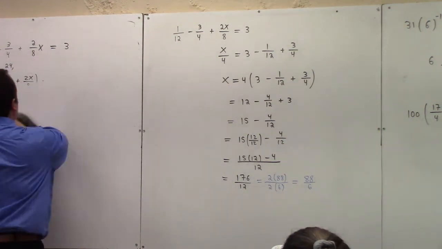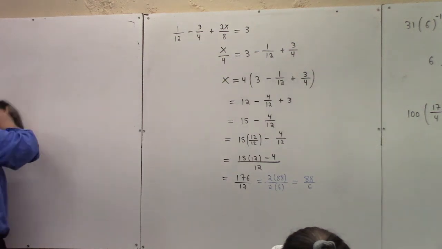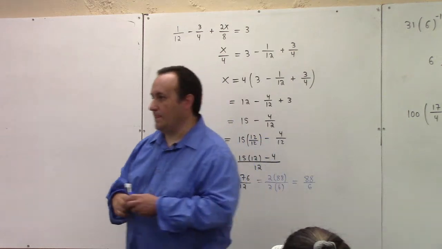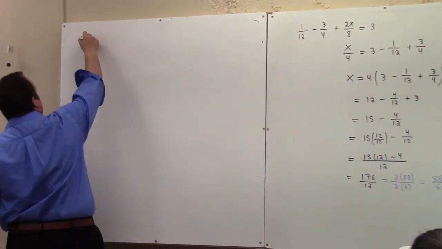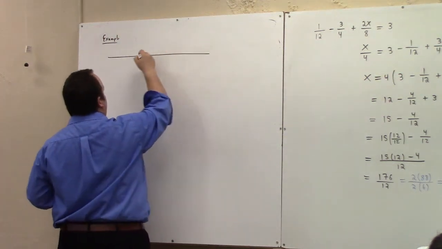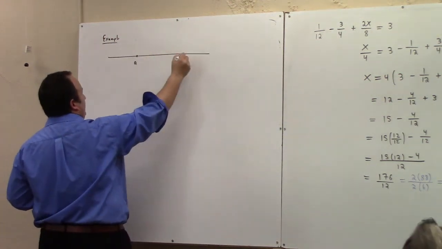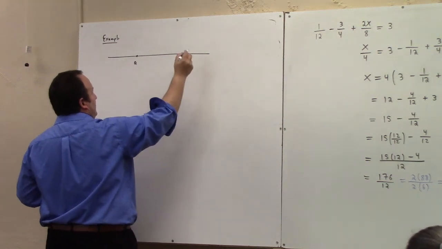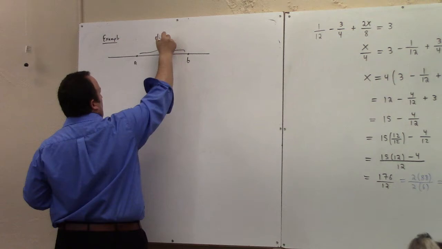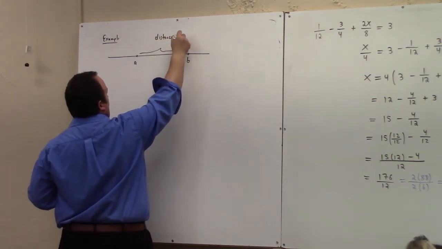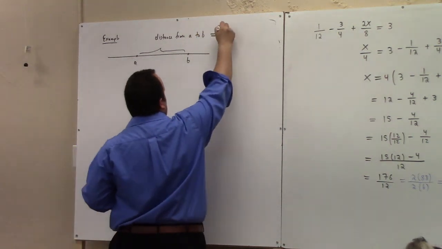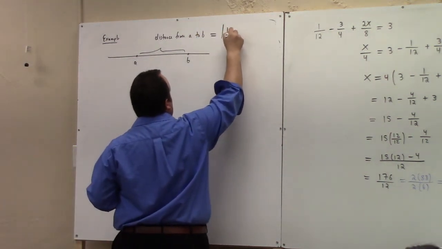Let's see here. So how do you find the distance between two numbers on the number line? What do we do there? So I'll do an example of that. I'll just tell you generically speaking, if I've got this is A and this is B, and I want to find the distance from A to B, what we can do is we can take the absolute value of B minus A.